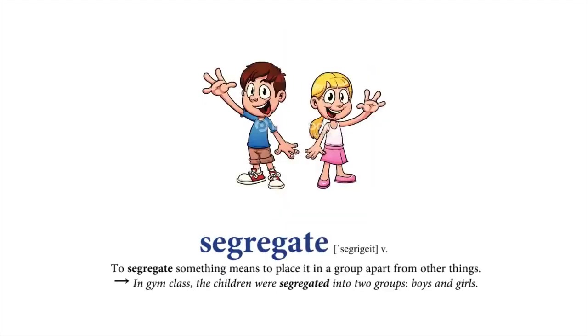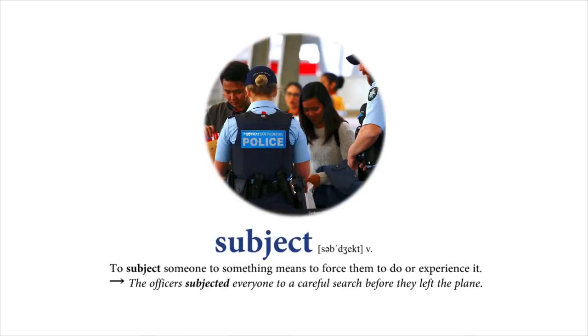Segregate. To segregate something means to place it in a group apart from other things. In gym class, the children were segregated into two groups, boys and girls. Subject. To subject someone to something means to force them to do or experience it. The officers subjected everyone to a careful search before they left the plane.